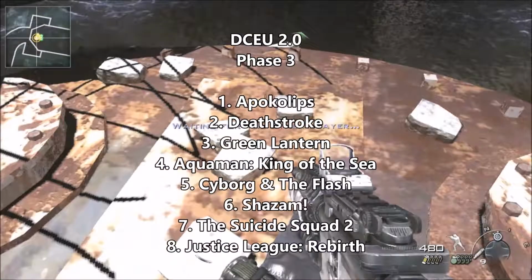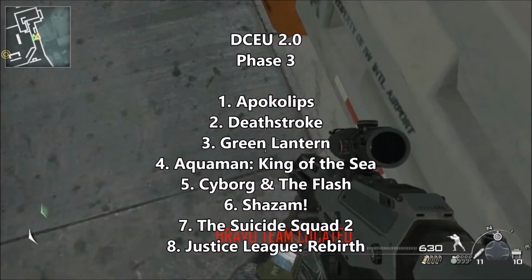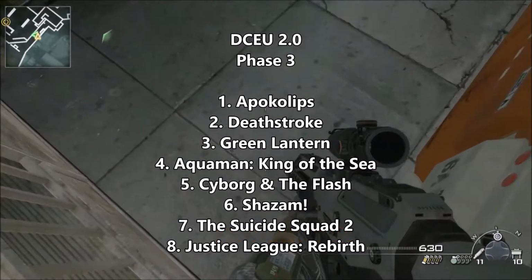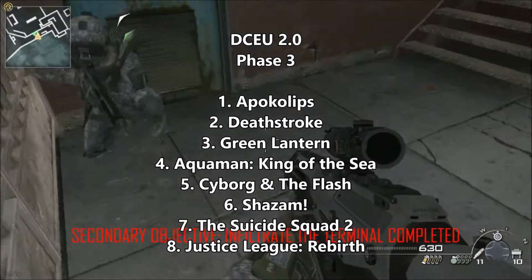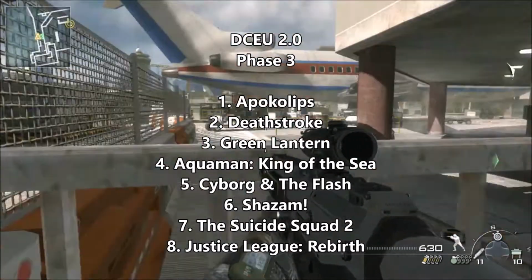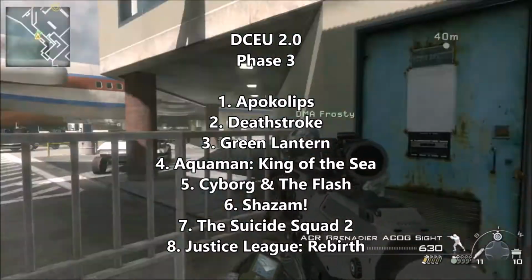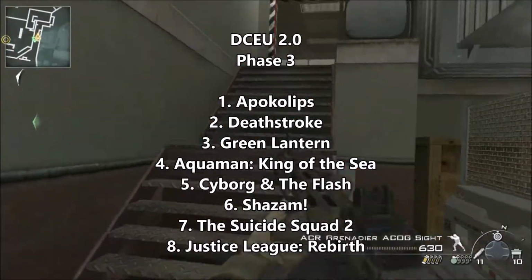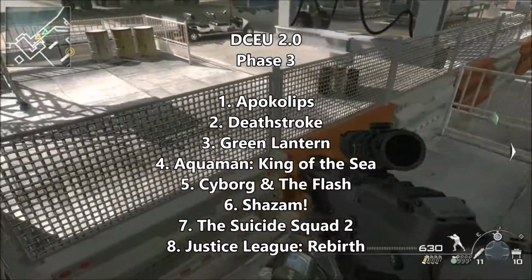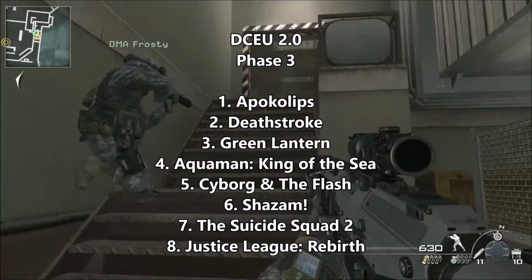Alright guys, that was Phase 3, Reign of Justice. Slightly different, again with several origin stories. We have Green Lantern coming into the fold, Deathstroke, Shazam and Black Adam were introduced. All of the characters, they're all here. We had another Suicide Squad film, we had another Justice League film, Superman is back. Almost everyone is gathered up, almost everyone has teamed up.